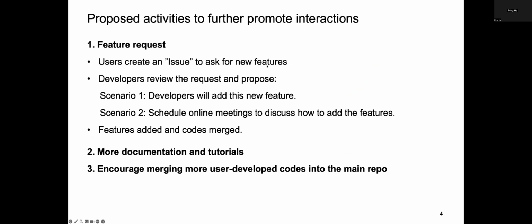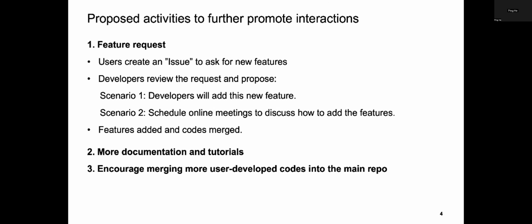I'm going to first talk about my proposed approach, then we will have a free discussion on what's a better way to promote this more interactive community. I propose that people use feature requests: you can create an issue to ask for new features. If you go to the DAFoam repository, click Issues, create an issue, it will ask whether it's a bug or a feature request. You can select a feature request, and then you will see a template asking what the feature is, what you want, and whether you can provide a case or the expected behavior.